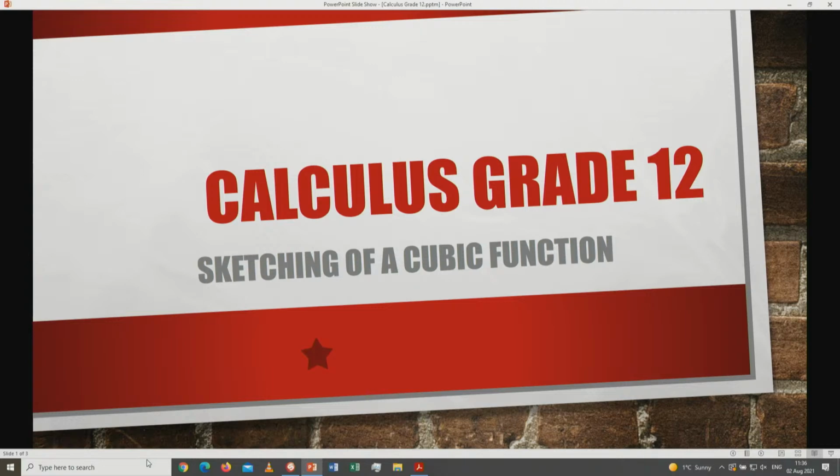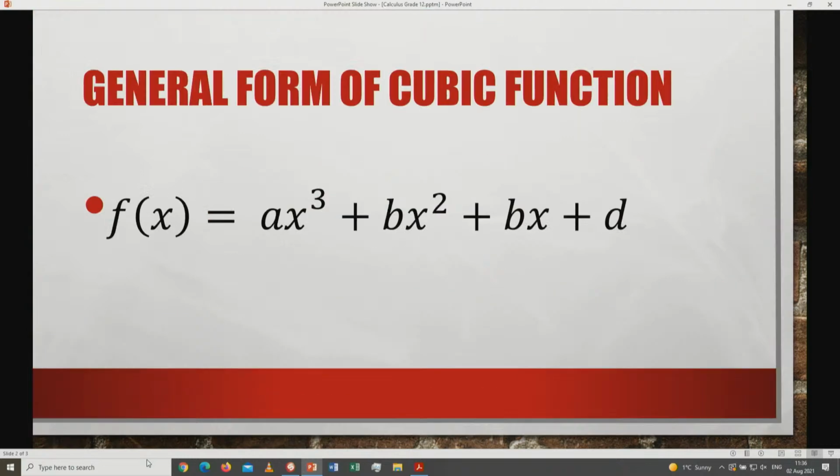You'll recall, learners, that calculus forms part of the mathematics Paper 1 examination, which contributes about plus or minus 35 marks. Calculus is one of the topics where you can collect a lot of marks. Without wasting any time, sketching of a cubic function.